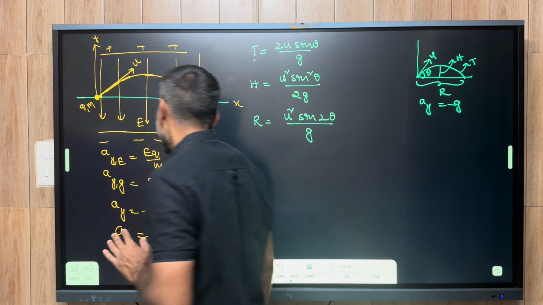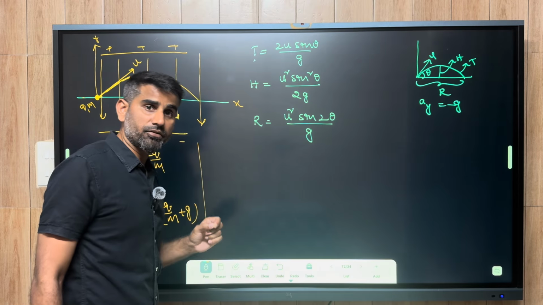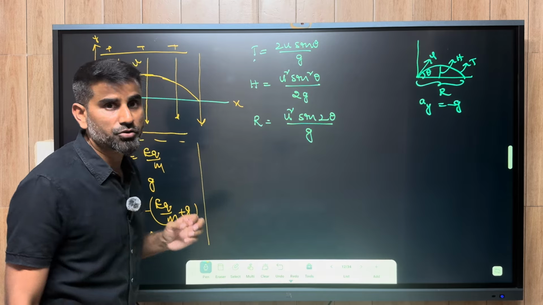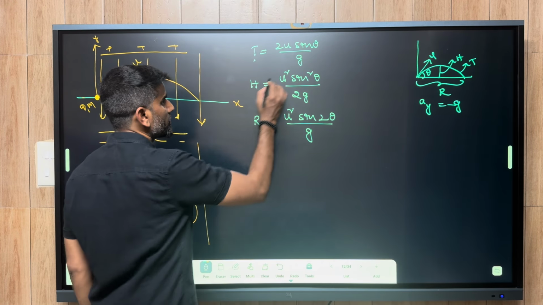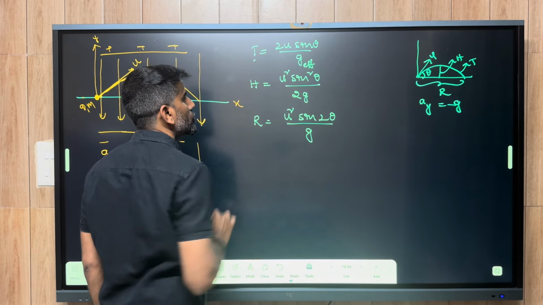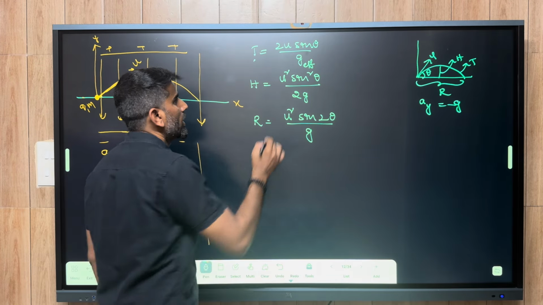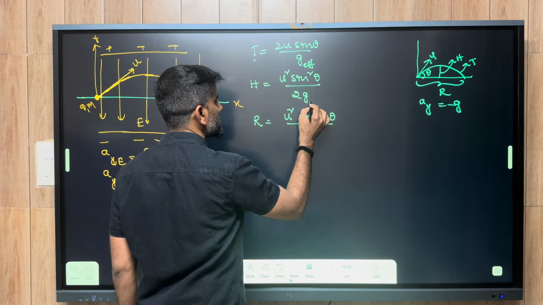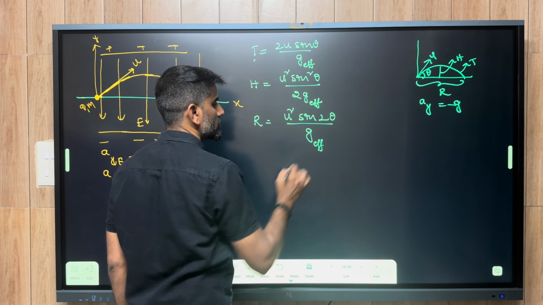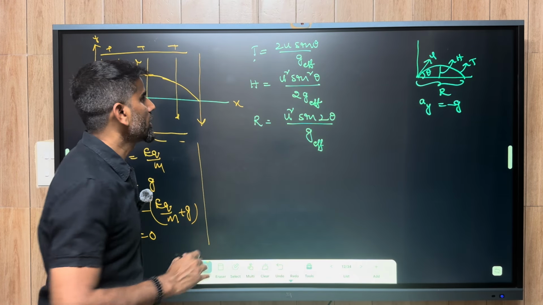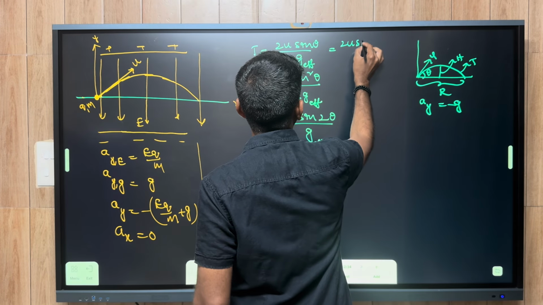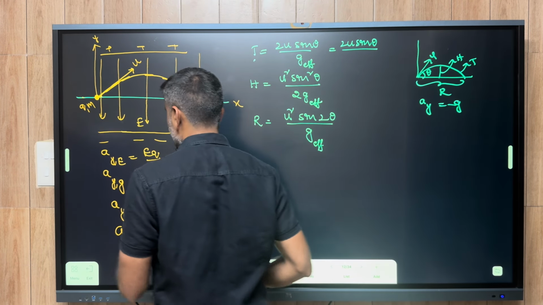However, along with acceleration due to gravity, we also have acceleration due to the electric field. So I'm going to use that expression. Instead of writing this equation as 2u sin theta by g, I'm going to write 2u sin theta by g effective, and h is equal to u square sin square theta by 2 g effective, and u square sin 2 theta by g effective. This would help. So time of flight is 2u sin theta by g effective.